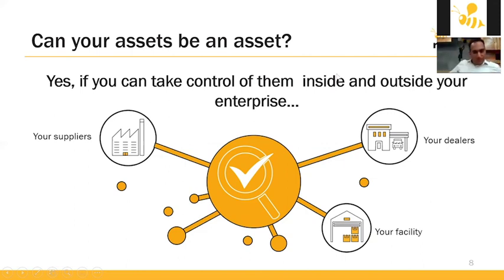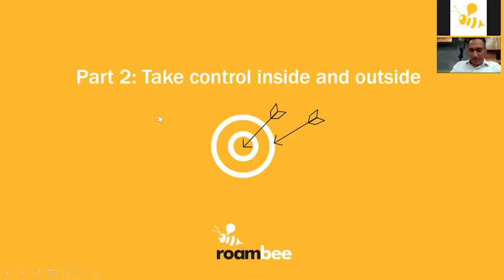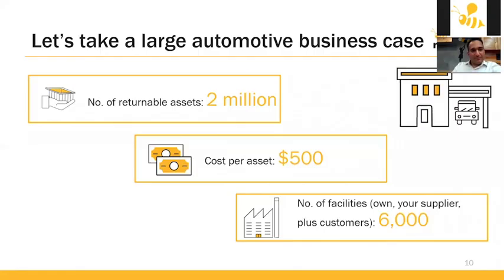Okay, so let's move on to part 2. So here we are going to talk a little bit about how we're going to take control of them. Like I said in the beginning, taking control involves taking control of them within and outside your enterprise. So we'll talk a little bit about the technologies that help you take control, and we will walk through the technology impact by taking a use case, so it's all very relatable to us, right?